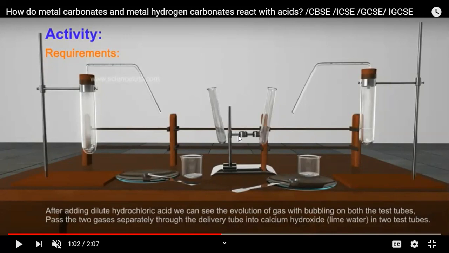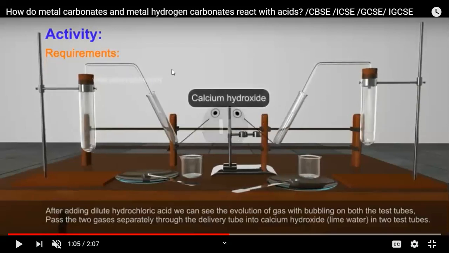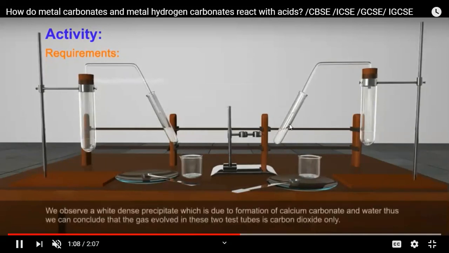carbon dioxide gas. We will take two more test tubes and fill them with lime water, or calcium hydroxide. With the help of the delivery tube, we will pass the carbon dioxide into these test tubes. As soon as the carbon dioxide is collected in these test tubes and reacts with lime water, you will observe that the colorless solution turns white.